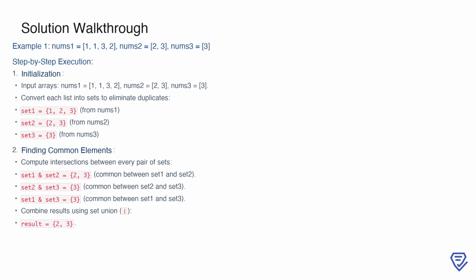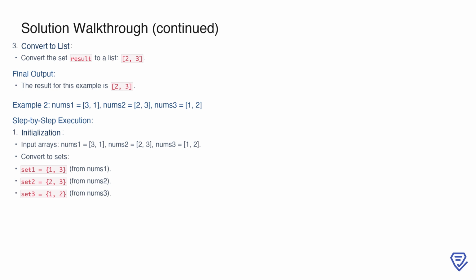Next, we find the common elements shared between these sets. We calculate the intersection of set 1 and set 2, which gives us 2, 3. Then, we find the intersection of set 2 and set 3, resulting in 3, and the intersection of set 1 and set 3, which also results in 3. Finally, we combine these results using the union operation to ensure we capture all elements that appear in at least 2 of the 3 sets. The union of these results gives us the set 2, 3.